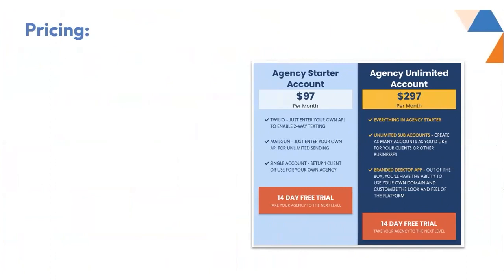Let's talk about pricing. GoHighLevel offers a tiered pricing structure that is designed to accommodate businesses of different sizes with different needs. The pricing tiers are agency starter, which is $97 per month, and agency pro, where unlimited accessibility is there, at $297 per month.